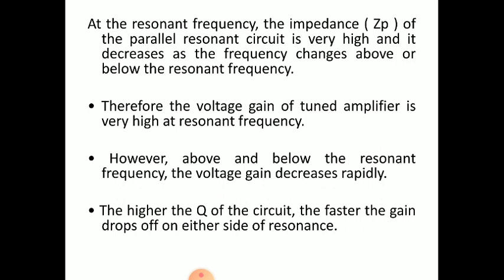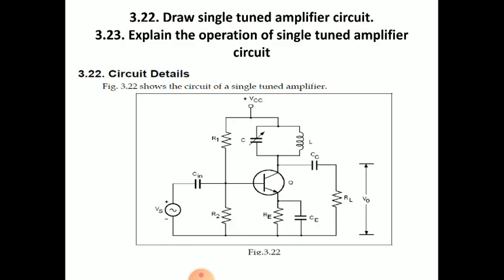At the resonant frequency, the impedance of the parallel resonant circuit is very high, and it decreases as the frequency changes above or below the resonant frequency. And the Q value is a very important factor in the case of tuned amplifiers. Q should be very high if you want the selection of a tuned frequency.